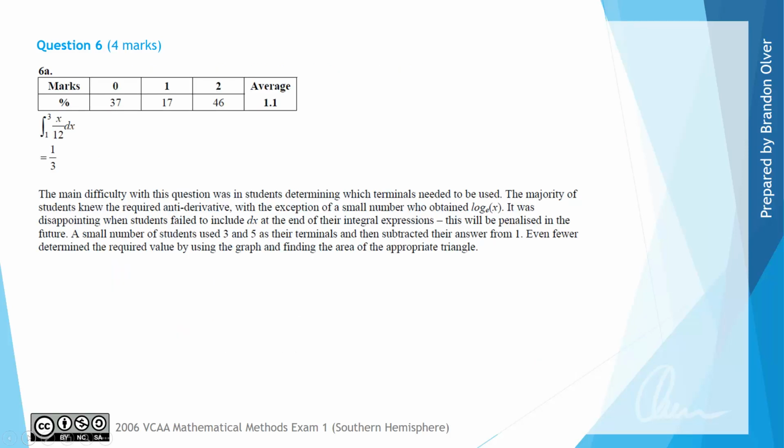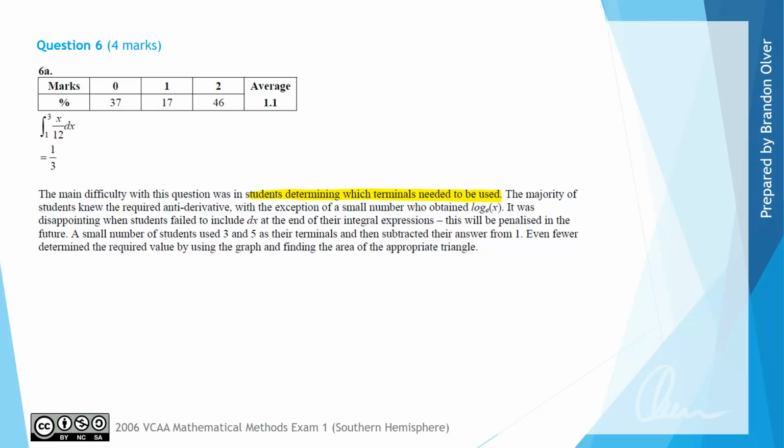The examination report indicates that about half of the students received full marks for this question, and the main difficulty was with students determining which terminals needed to be used, so the lower bound of 1 and the upper bound of 3. The majority of students knew the required antiderivative, with an exception of a small number who obtained log e of x. That misconception results from the antiderivative of 1 divided by x.